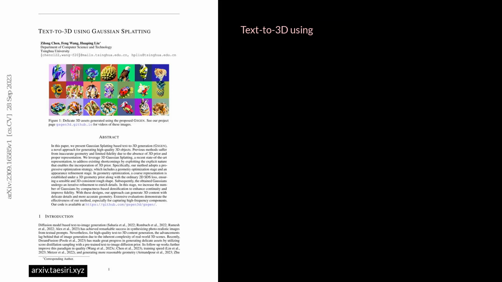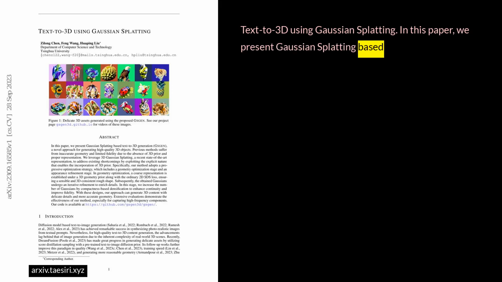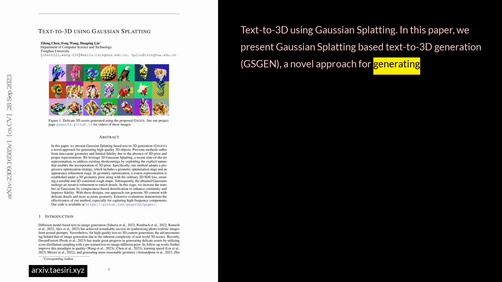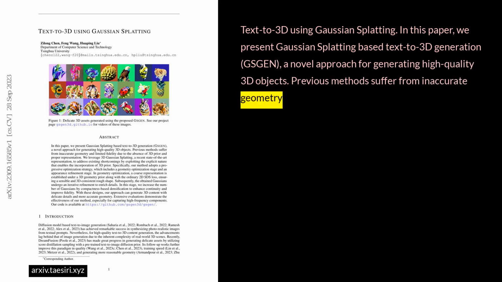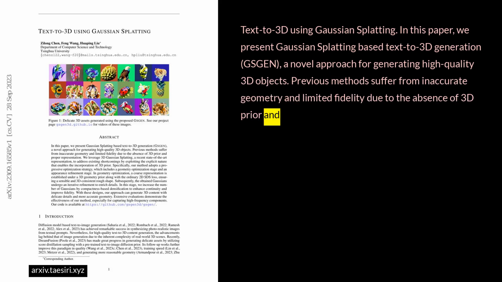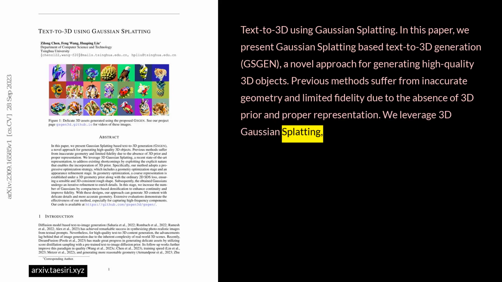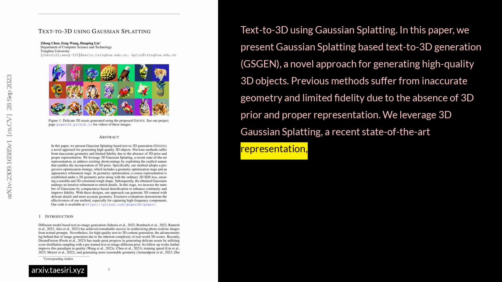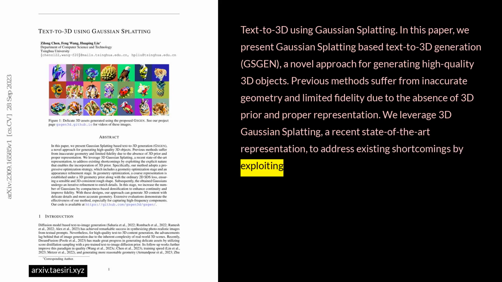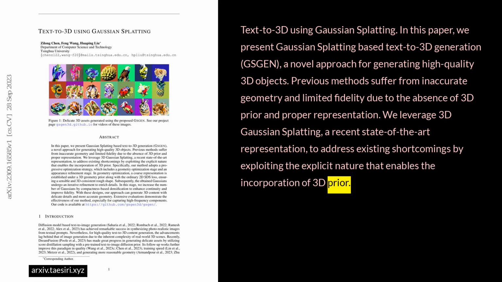Text to 3D using Gaussian splatting. In this paper, we present Gaussian splatting-based text-to-3D generation, GSGen, a novel approach for generating high-quality 3D objects. Previous methods suffer from inaccurate geometry and limited fidelity due to the absence of 3D prior and proper representation. We leverage 3D Gaussian splatting, a recent state-of-the-art representation, to address existing shortcomings by exploiting the explicit nature that enables the incorporation of 3D prior.